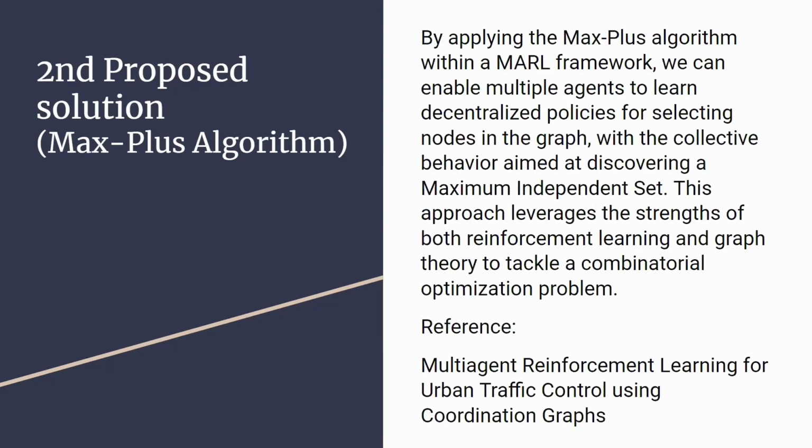So, concluding, by applying the max plus algorithm with the MARL framework, we can enable multiple agents to learn decentralized policies for selecting nodes in the graph, with the collective behavior aimed at discovering a maximum independent set. This approach leverages the strength of both reinforcement learning and graph theory to tackle a combinatorial optimization problem. I got to know about this max plus algorithm and its usage in multi-agent reinforcement learning from the research paper Multi-Agent Reinforcement Learning for Urban Traffic Control Using Coordination Graphs. Thank you.